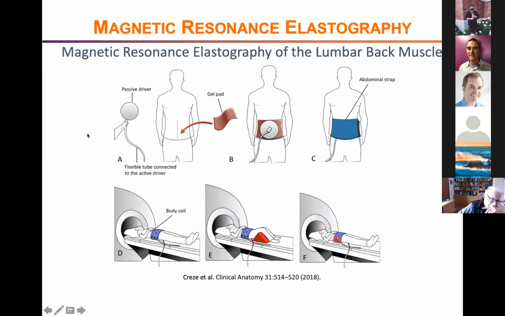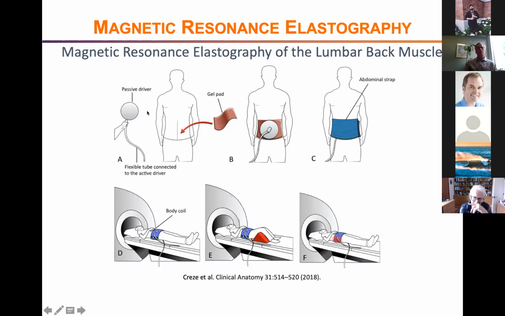So another method we are exploring at the moment to get also some quantitative measure of stiffness is magnetic resonance elastography. There's not too much work that has been done in the muscles, but there's a lot of work in the liver, for example.